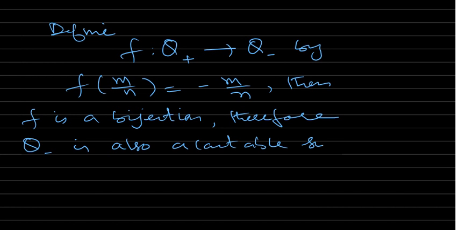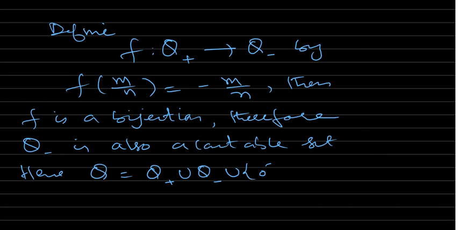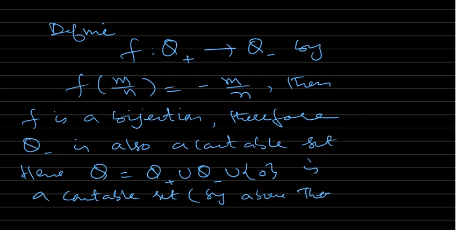So hence Q, which is equal to Q plus union Q minus union {0}, is a countable set by the theorem: a countable union of countable sets is a countable set. Okay, so next, that is an assignment for you.